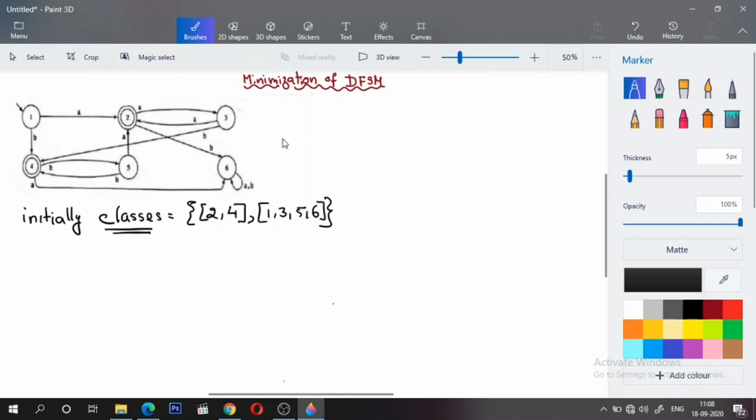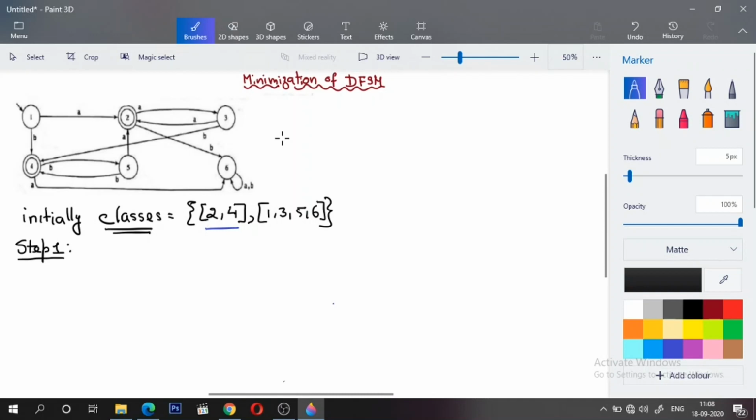And in the next steps, what we do is we try to split these classes into multiple classes, and the following steps need to be iterated multiple times until a certain condition is true. Okay, so we'll see that directly in the solution itself. So step 1, I'll check whether these classes can be further split or not. Okay, so first let me take 2 and 4.